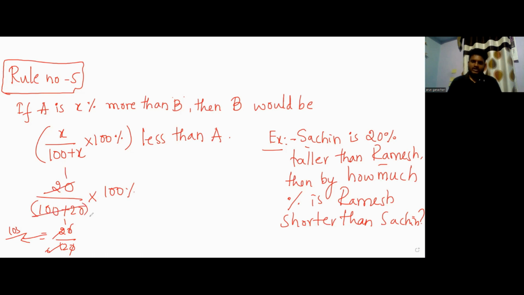20 ones are 20, 6. What is 1 by 6 in percentage according to our table? 16.66 percentage. Getting this? So Sachin is taller than Ramesh by 20 percentage, and Ramesh is shorter than Sachin by how many percentage? By 16.66%. Getting this? Very easy thing actually.